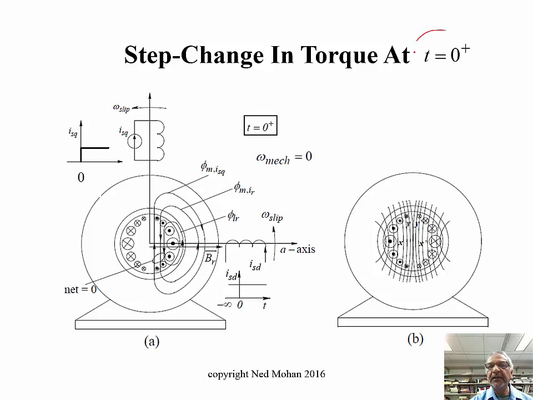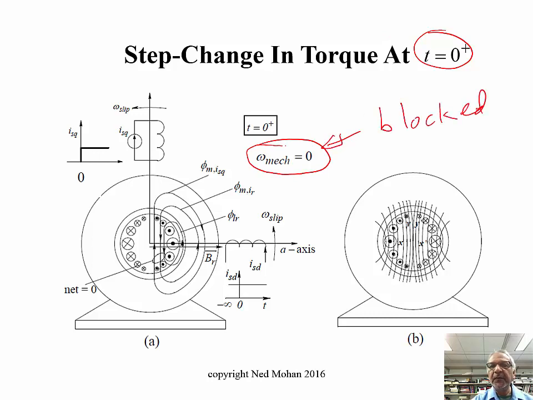So now we want to make a step change in torque experienced by the rotor, at t equal to 0 plus. But we still want to simplify our analysis. Somehow we block the rotor. Rotor is blocked from turning. So omega mechanical or omega m electrical is 0. Okay, so it's not going anywhere, and so we keep this current ISD applied to D-axis winding. So I should really plot D-axis over here.